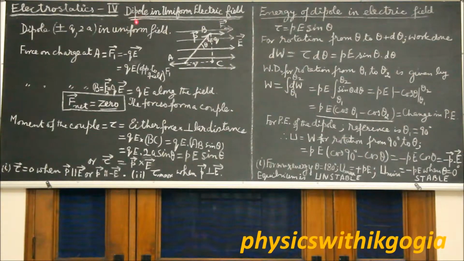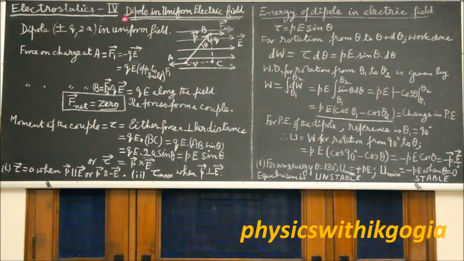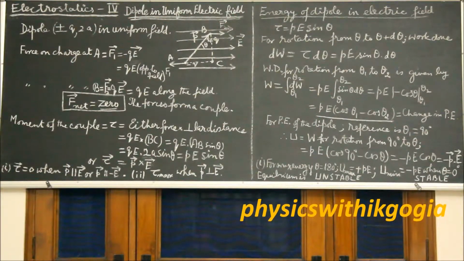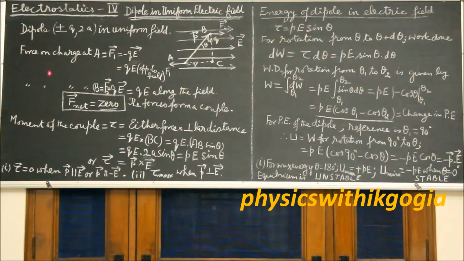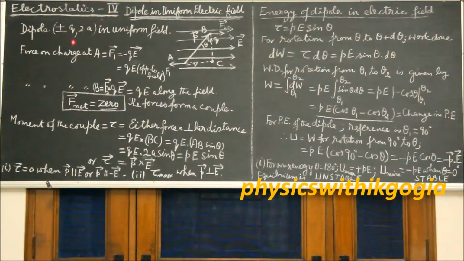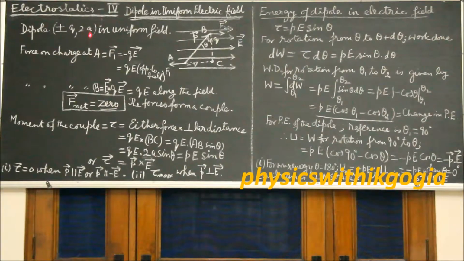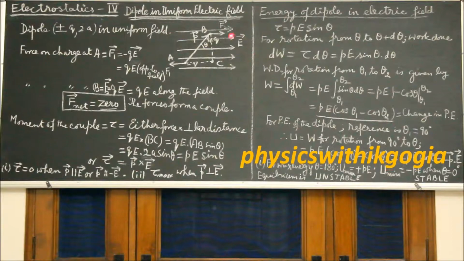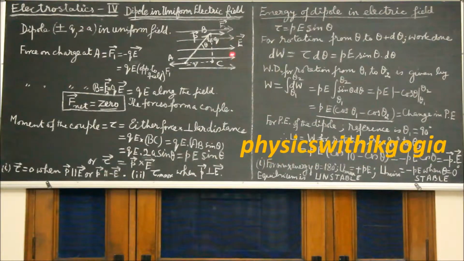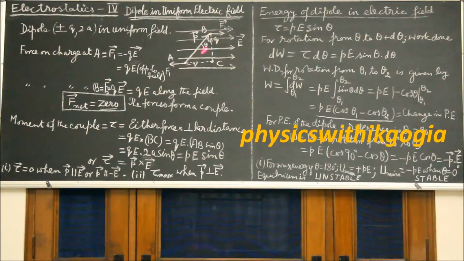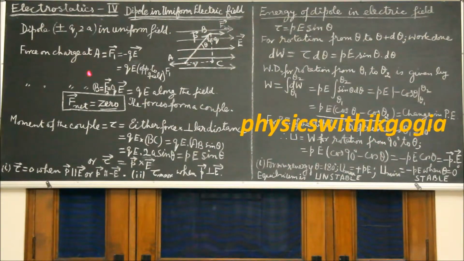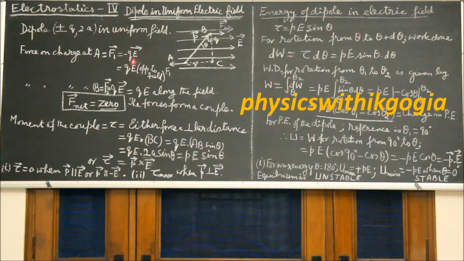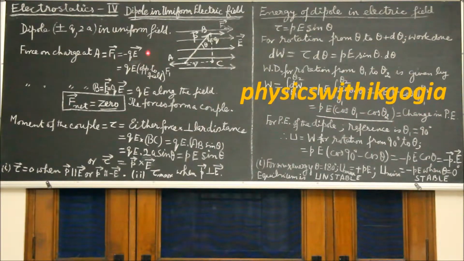Having studied the dipole, let's now see how a dipole will behave in a uniform electric field. For the purpose, let's consider a dipole with charges plus q and minus q separated by a distance 2a in a uniform electric field of intensity capital E. These are the two charges of the dipole. The force on the charge at A, that is this negative q charge, will be minus q into E, by definition of the field.